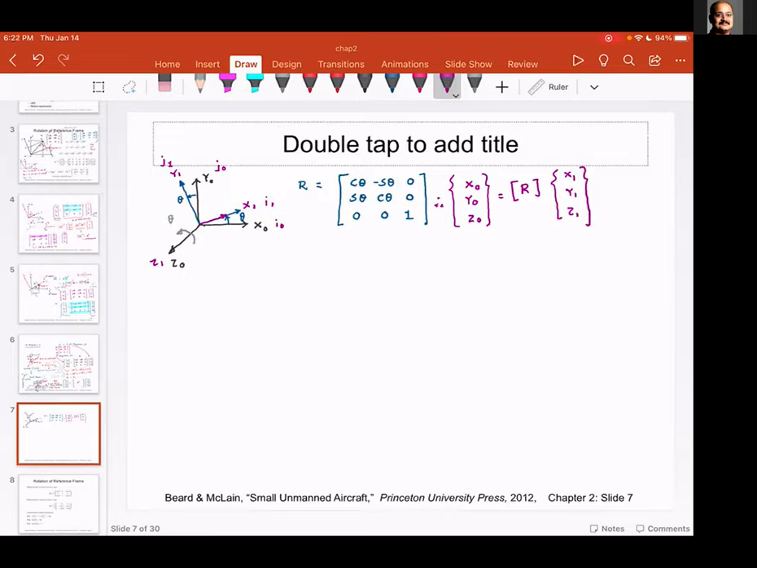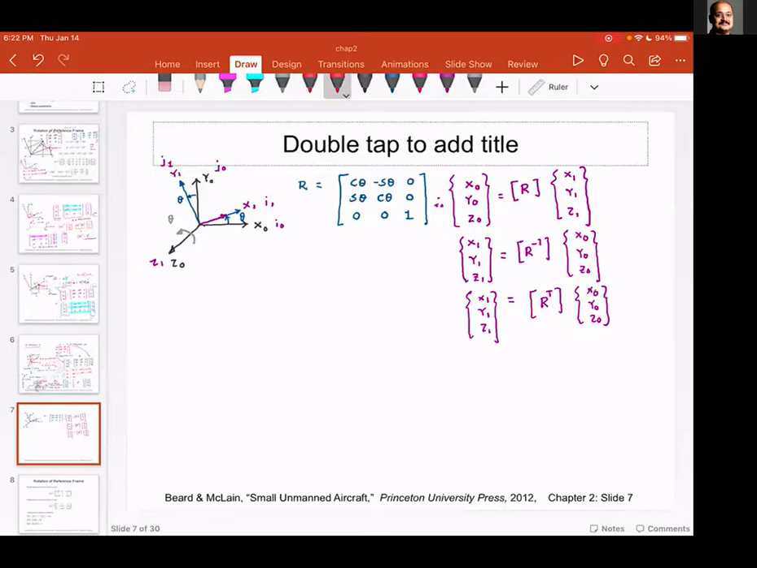However, if I want to go in the reverse way, so if I want to go to X1, Y1, Z1, I will have to use R inverse multiplied by x0, y0, z0, which is also written as R transpose times x0, y0, z0, giving x1, y1, z1. Now, this is the rotation about z naught.